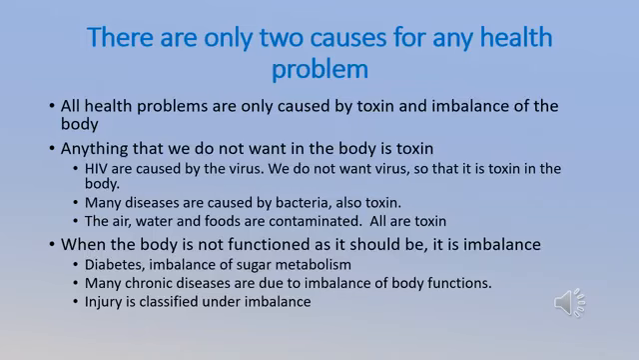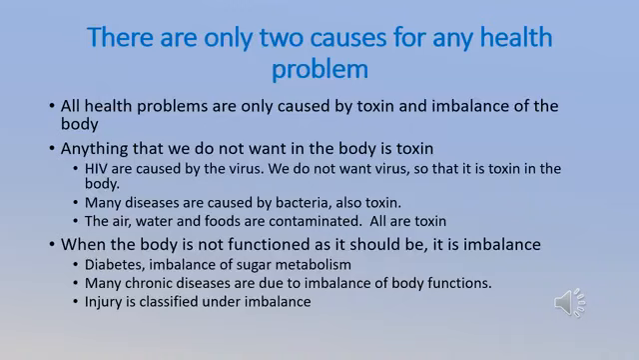Coming to rule 1 of ganotherapy, there are only 2 causes for any health problem. Before we start this ganotherapy, we always ask the audience, can you think of any disease that is not caused by toxins or imbalance? Anything that we do not want in the body is toxin. When the body does not function as it should, it is imbalance. Many people ask, how about HIV? HIV is caused by the virus. We don't want virus, so it is toxin in the body.